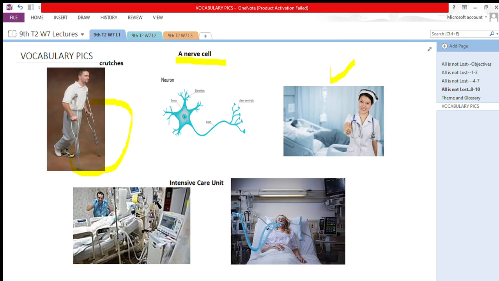This is the picture of ICU. ICU stands for Intensive Care Unit. Intensive Care Unit is a department in the hospital which is fully equipped with machines and where the patients in critical situation are kept and treated. So hopefully these things are clear to you.